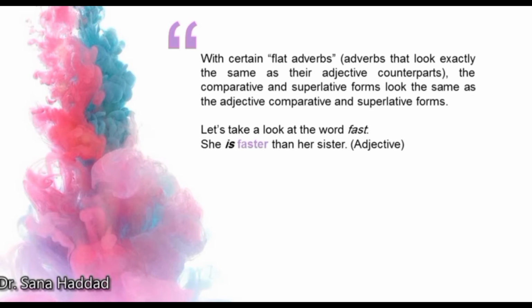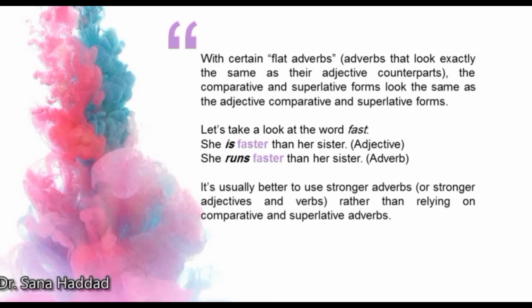She is faster than her sister. In this sentence, it's an adjective, because faster comes after a linking verb. She runs faster than her sister. In this sentence, it's an adverb, because faster comes after an action verb. It's usually better to use stronger adverbs or stronger adjectives and verbs rather than relying on comparative and superlative adverbs.